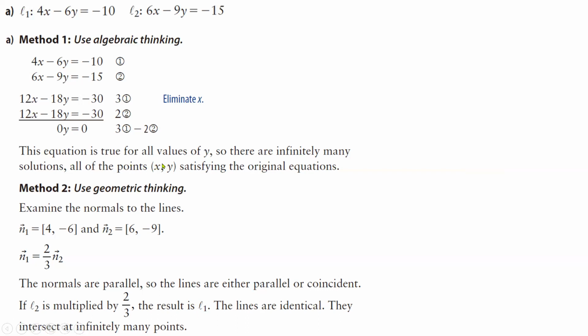So this equation is true for all values of y. So there are infinitely many solutions, right? All of the points (x, y) can satisfy the original equations.